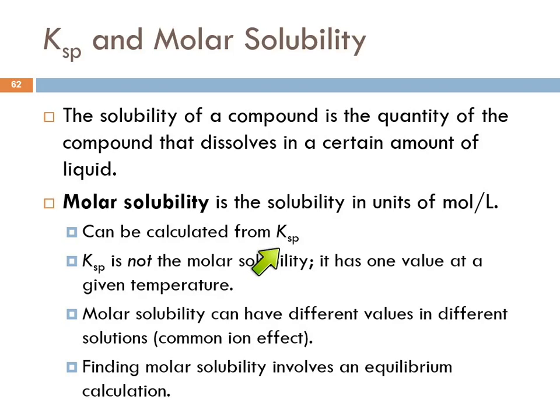We can calculate this from the KSP, but it's important to remember that KSP is not the molar solubility. They're related, but it's not the same. KSP has one value at a given temperature. You change the temperature and the KSP might change, but regardless of what's going on in the solution, KSP at a given temperature is a constant. The solubility, the molar solubility, can vary in different solutions. And we'll see one of the things that can affect molar solubility is the common ion effect. So to find the molar solubility, we're just going to do an equilibrium calculation.